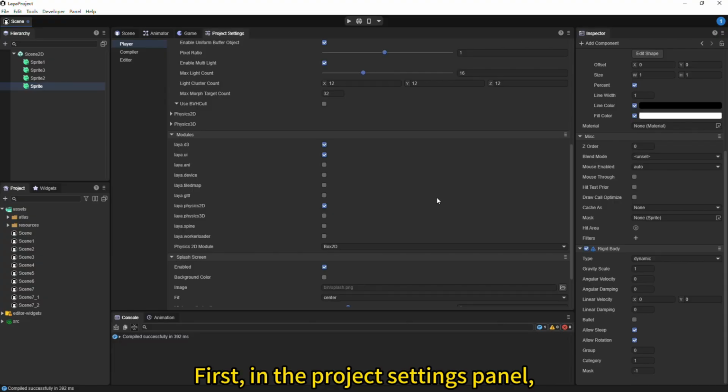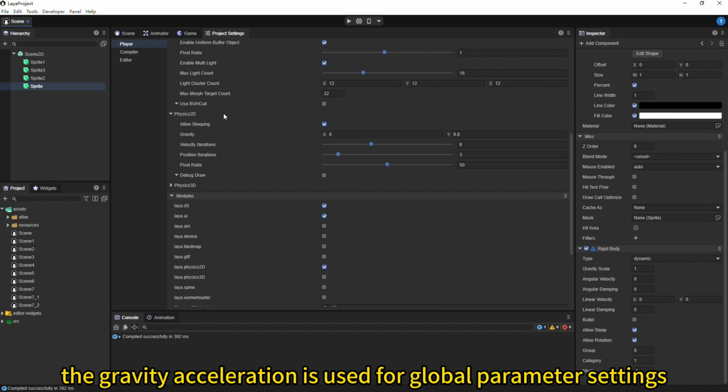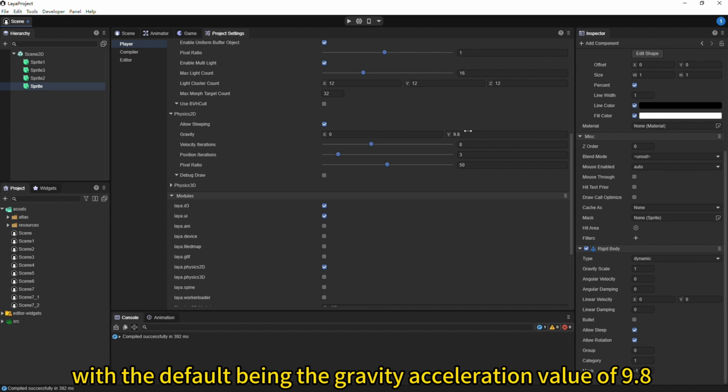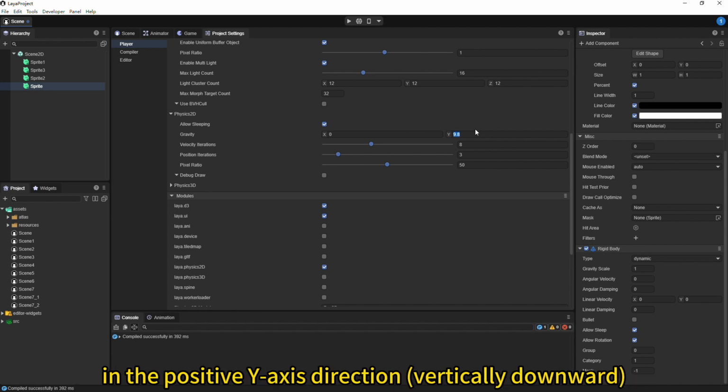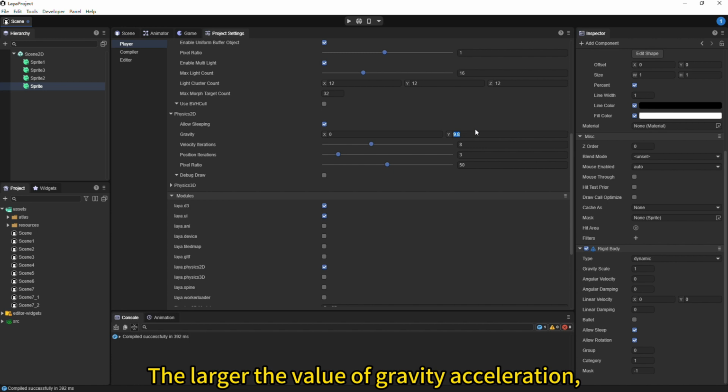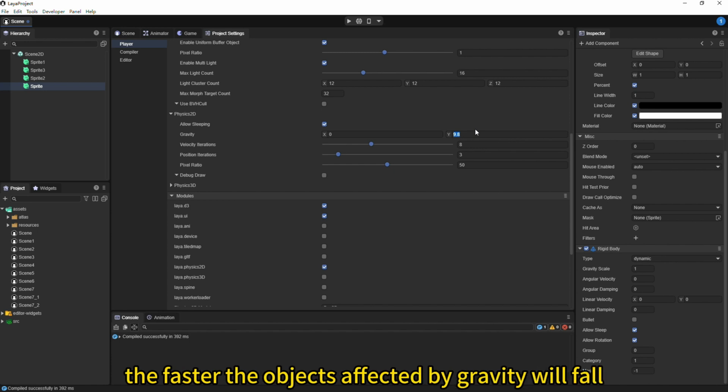First, in the Project Settings panel, under the Physics 2D, the gravity acceleration is used for global parameter settings. This setting supports gravity settings in both x and y directions, with the default being the gravity acceleration value of 9.8, in the positive y-axis direction vertically downward. The larger the value of gravity acceleration, the faster the objects affected by gravity will fall.